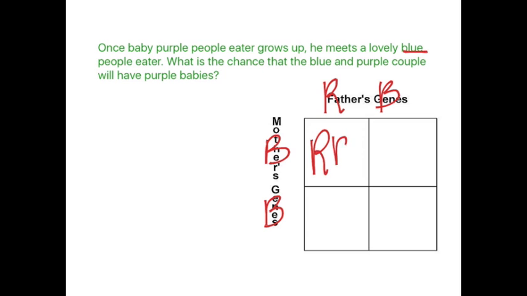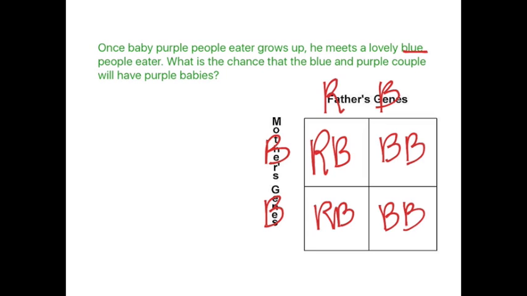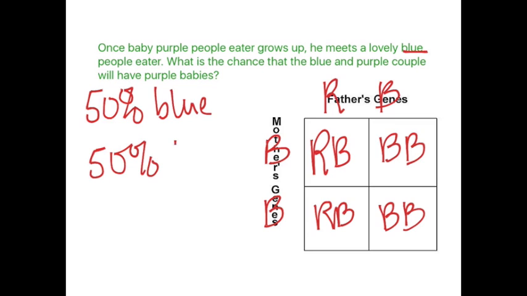Here we have RB, BB, RB, BB. So these two have a 50% chance of having a blue baby, and they have a 50% chance of having a purple baby. There is no way this couple could have a red baby together.